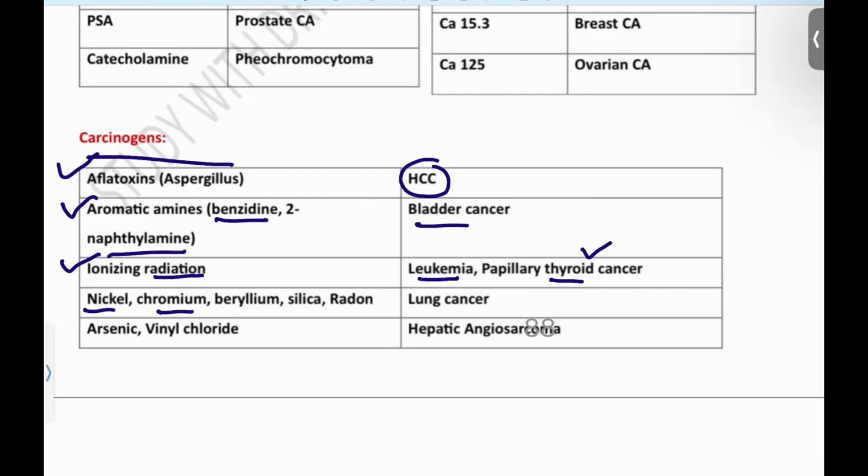Nickel, chromium, beryllium are going to cause lung cancer. Arsenic, vinyl chloride, hepatic angiosarcoma. Aflatoxin, hepatocellular. Hepatic angiosarcoma is arsenic and vinyl chloride.